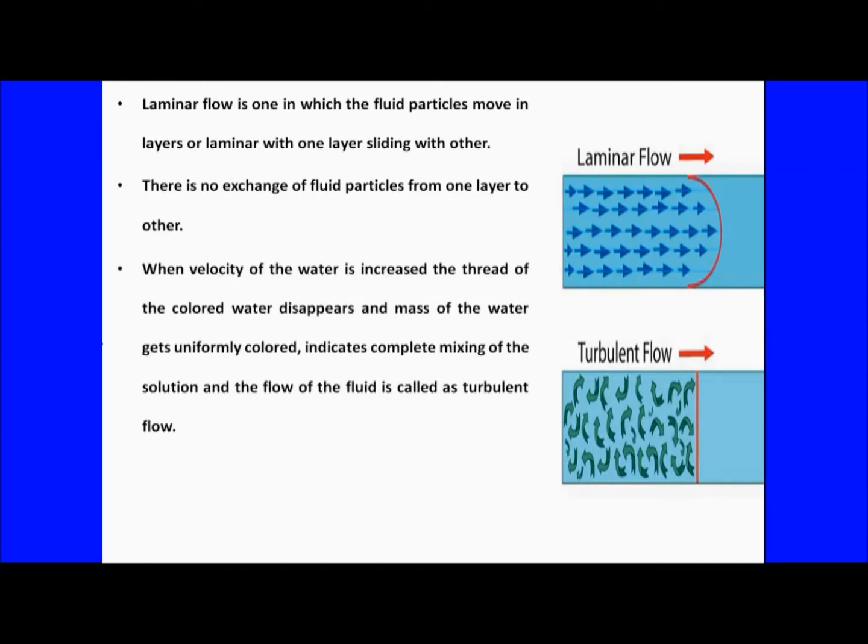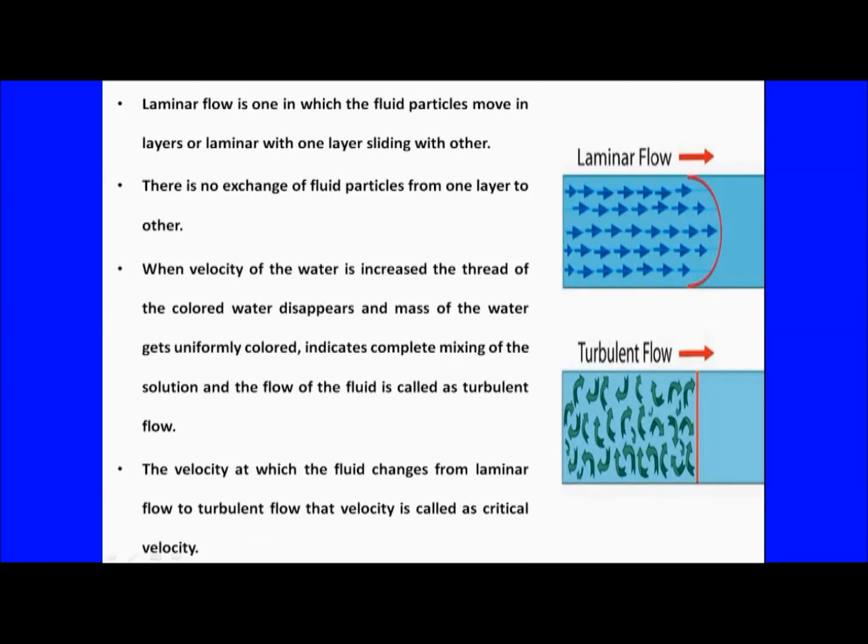The next thing is that when the velocity of the water increases, the thread, meaning the line of the colored water, disappears, and the mass of the water gets uniformly colored, because when the velocity increases, turbulent flow, or you can say turbulence, occurs, which results in the mixing of the dye with the water, right? The next thing, you should remember this: the velocity at which the flow of the liquid changes from laminar flow to turbulent flow is known as the critical velocity, right?